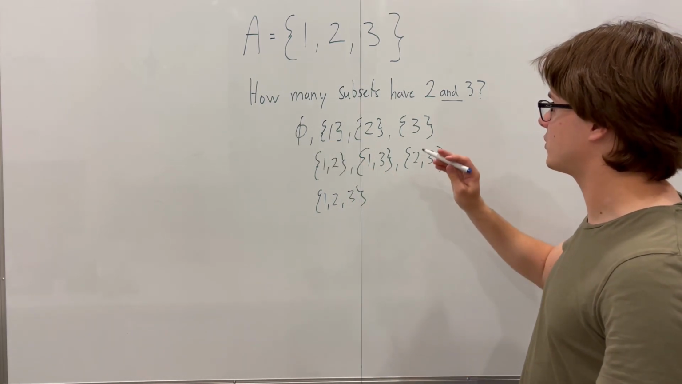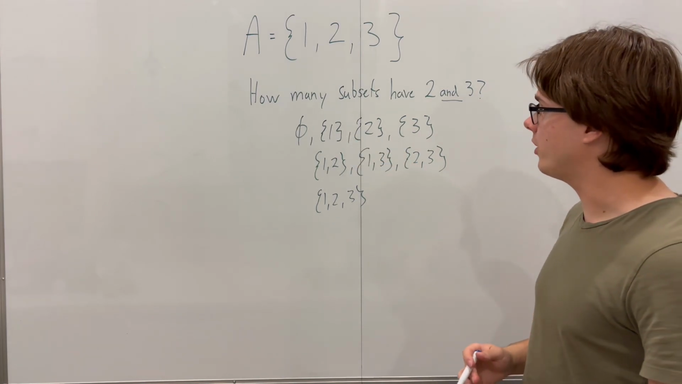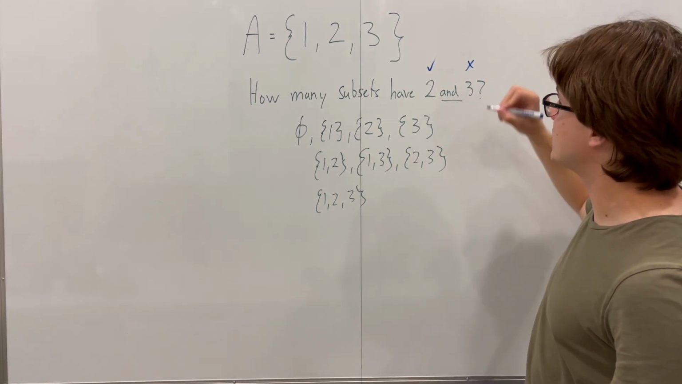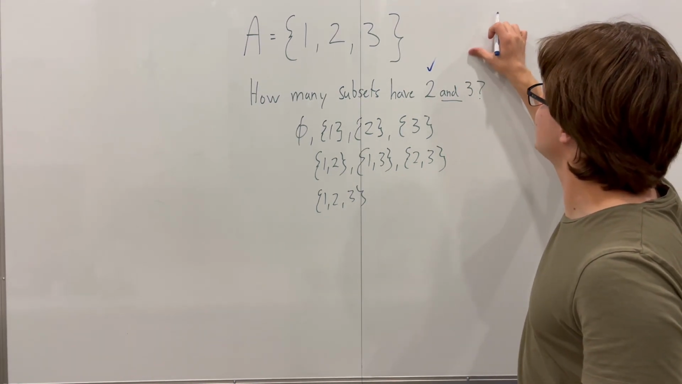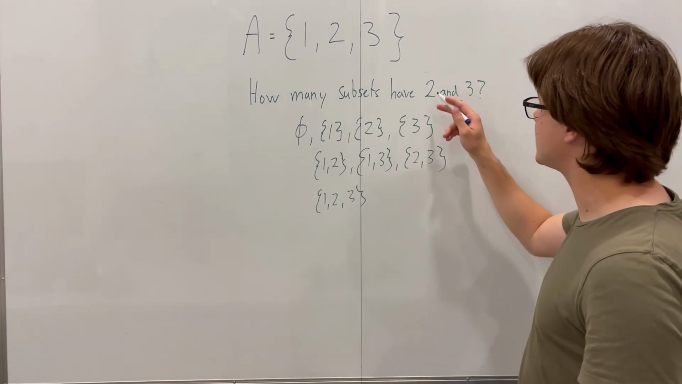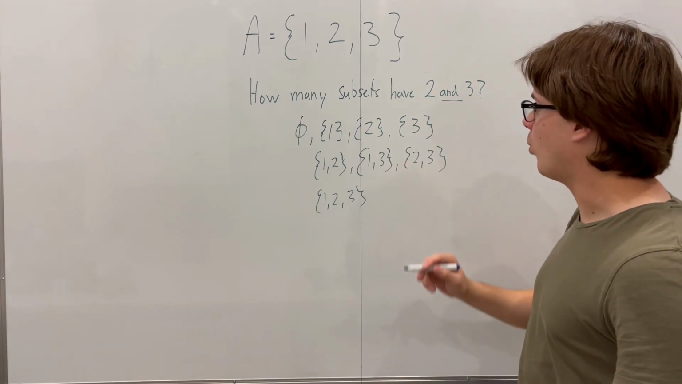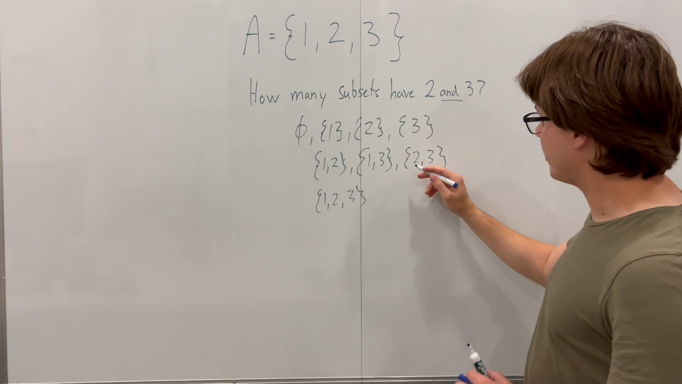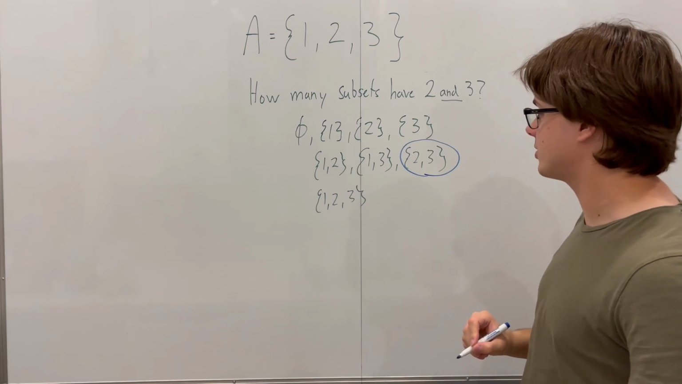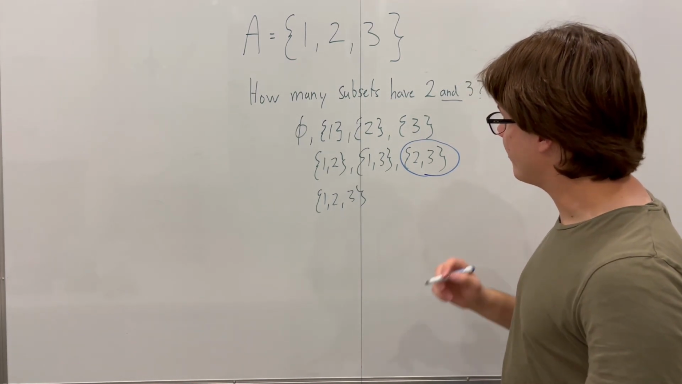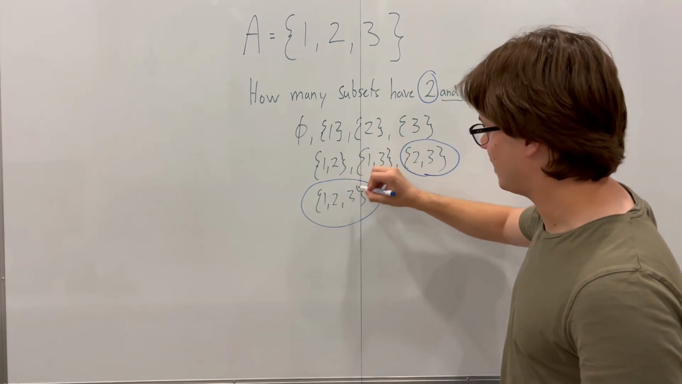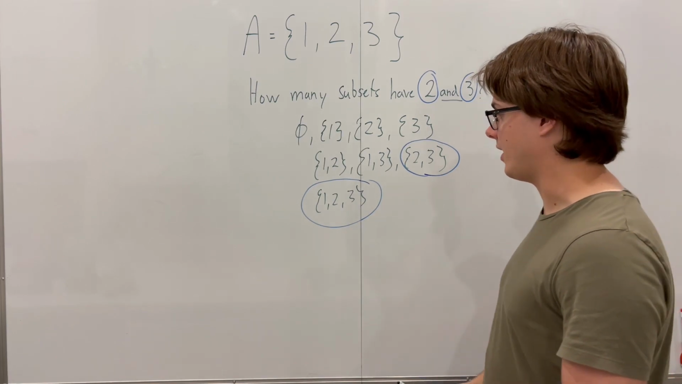Well, the empty set doesn't have 2 or 3. The set with just 1 doesn't have 2 and 3. The set 2 has 2, but it doesn't have 3, so we don't count it. We want it to have both of them. Similarly for the set with just 3. Okay, the set 1 and 2 has 2. Still, we're missing the 3. The set 1 and 3 is missing the 2. Oh, there we go. We've seen the first set that has both 2 and 3 is the set containing just 2 and 3. Okay, fantastic. And the very last set that contains both 2 and 3 is going to be the set containing all of the set A. Fantastic.